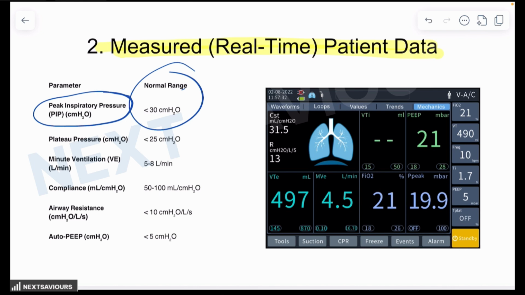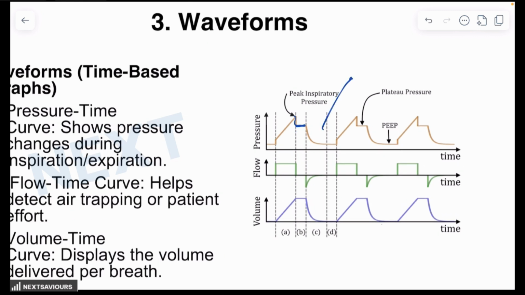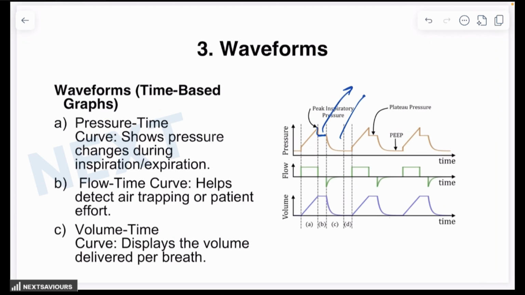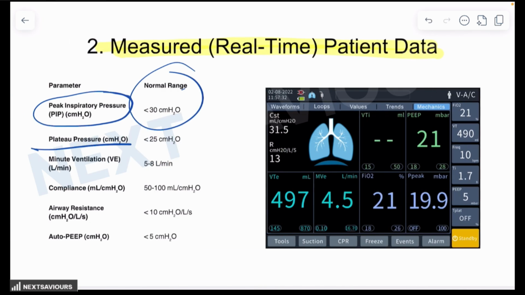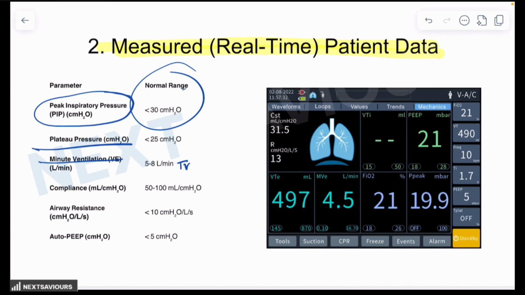It is the pressure in the alveoli at the end of inspiration. Now try to understand what the plateau pressure is over here. This is the peak inspiratory pressure. After that, the plateau pressure is maintained so that gaseous exchange can happen at this level. So this is the plateau pressure. Then the third one is the minute ventilation, which is the tidal volume multiplied by respiratory rate, coming out to around 5 to 8 liters per minute.